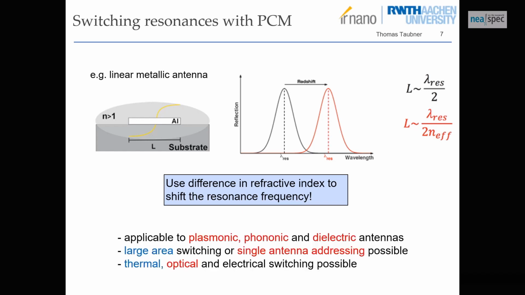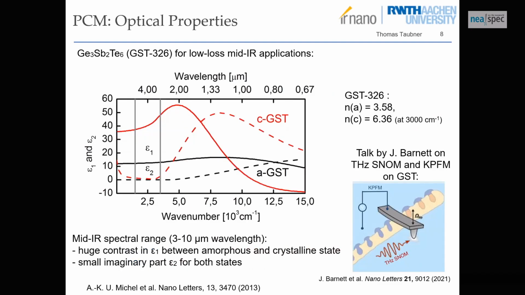This concept can be used on many surfaces, for example on plasmonic, phononic, and dielectric antennas. It can be used for large area switching, or even single antennas can be addressed. The switching can be achieved thermally, optically, and electrically. The ones I showed here in red are the ones I'm going to talk about. But first, a brief repetition of the phase change material GST326.